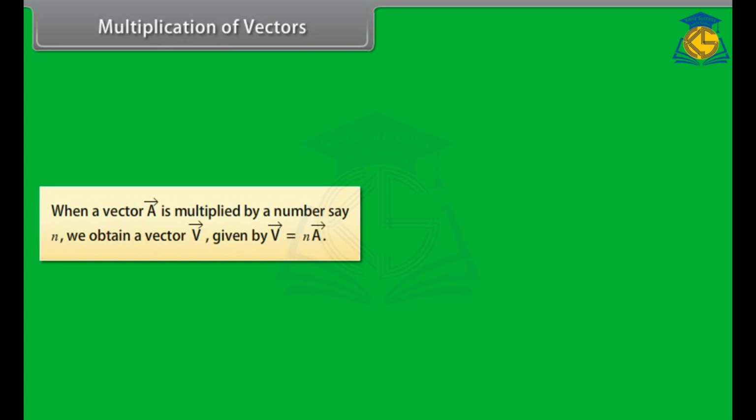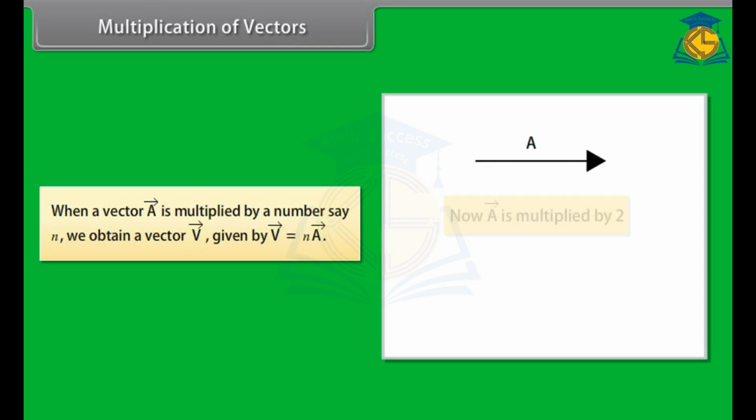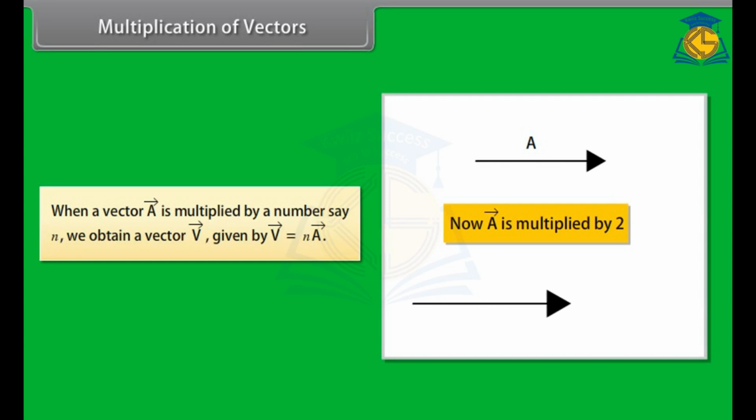Multiplication of vectors. When a vector A is multiplied by a number say n, we obtain a vector v given by v vector is equal to n into A vector. Let's take an example. If a vector A is multiplied by 2, the resultant vector 2A is in the same direction as A vector and has a magnitude twice of A vector.